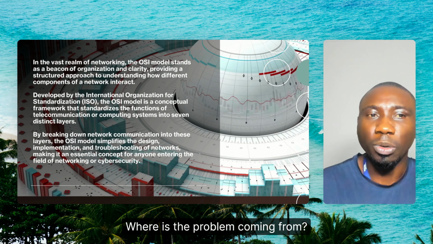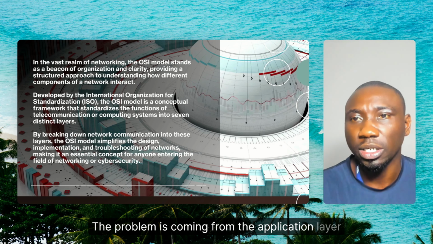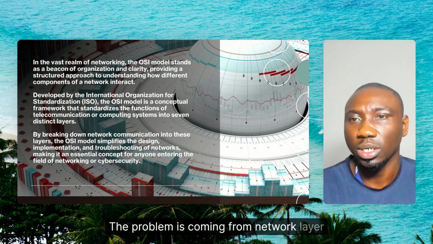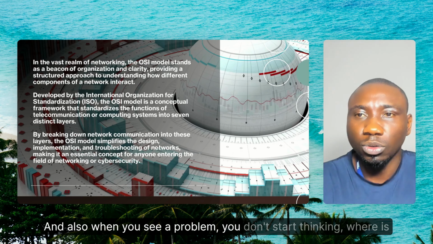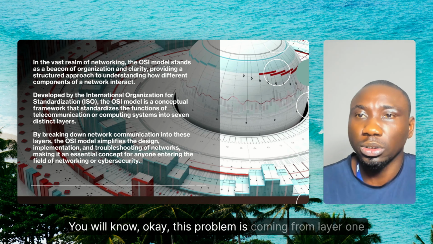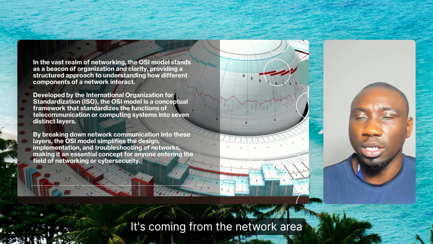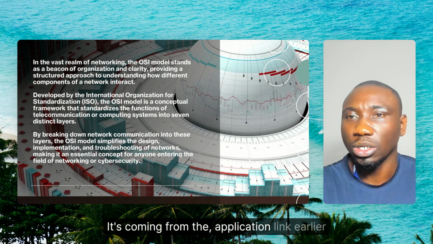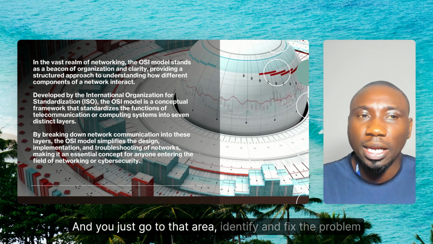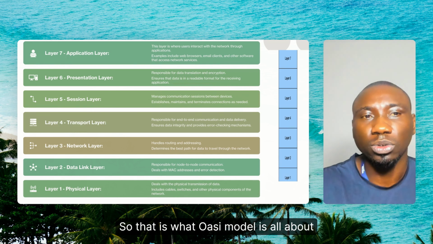Where is the problem coming from? Okay, the problem is coming from layer 7. The problem is coming from the data link layer. The problem is coming from the application layer. The problem is coming from the network layer. And when you see a problem, you don't start thinking, where is this problem coming from? You will know, okay, this problem is coming from layer 1. It's coming from the data link area. It's coming from the network area. It's coming from the application area. And you just go to that area, identify and fix the problem. So that is what the OSI model is all about.